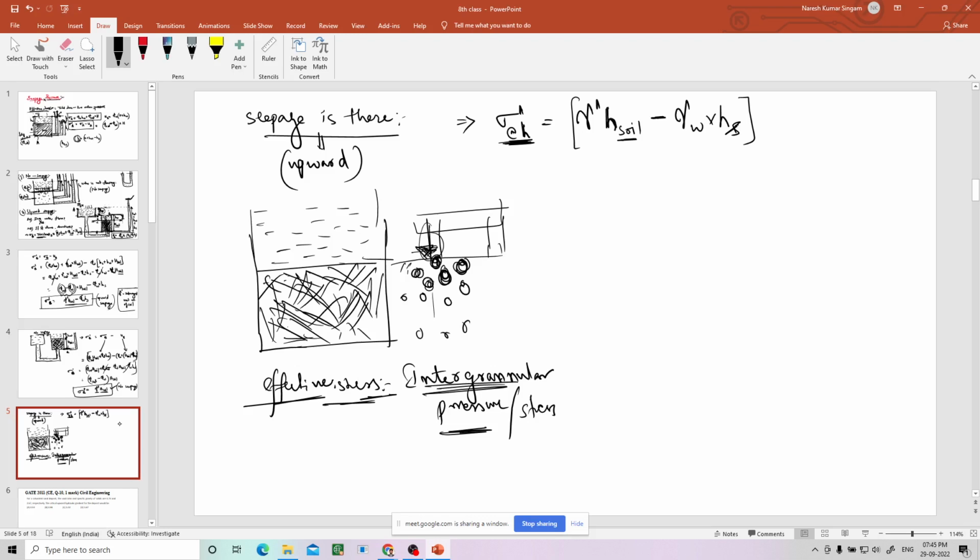So effective stress, our aim, it should not become zero. Whenever it becomes zero, that is nothing but liquefaction. Liquefaction will happen.